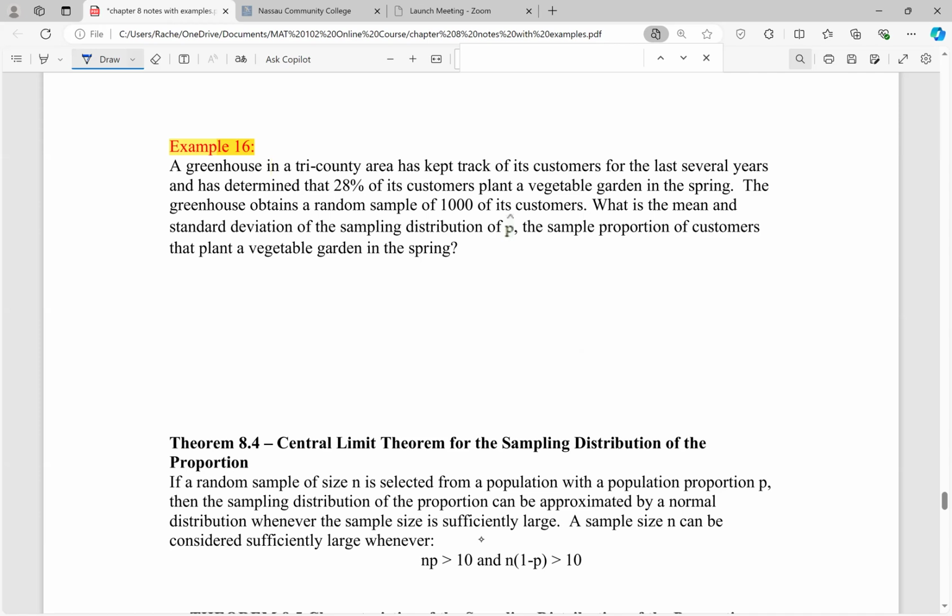So very similar question to the one above. We're looking at a population, and our population here is all customers of this greenhouse. It's been determined over the years that 28% of its customers plant a vegetable garden in the spring. That 28% is a proportion. It's 28% out of 100% plant a vegetable garden. So we're being told that P, the population proportion that plant a vegetable garden, is equal to 28% or 0.28. Now imagine we take a random sample of 1,000 customers. So n equals 1,000.